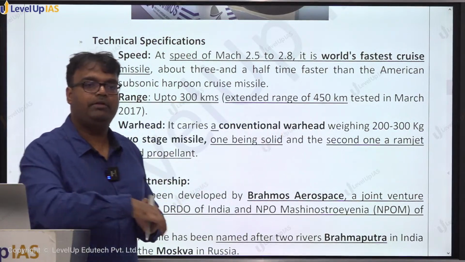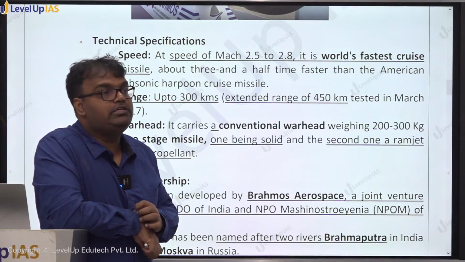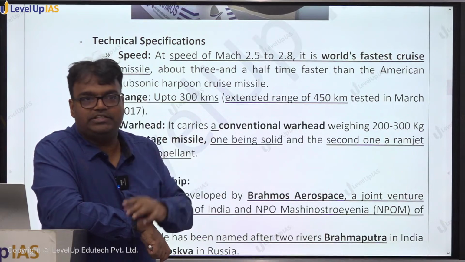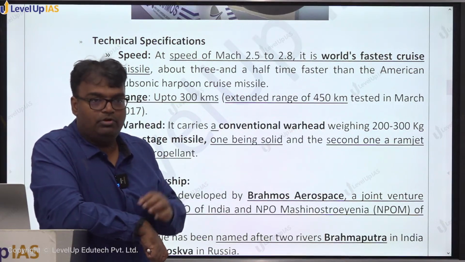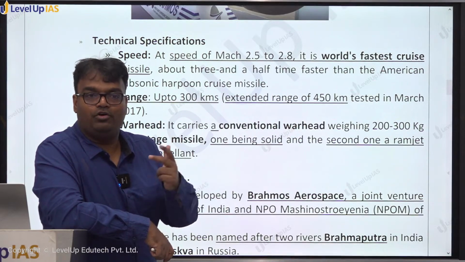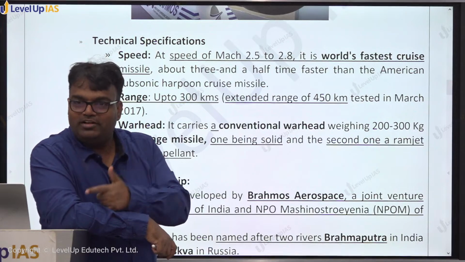Now, do you remember MTCR? Missile Technology Control Regime. India was not part of MTCR till 2016. So MTCR had this restriction that any member of MTCR cannot give the technology of a missile, of a rocket whose range is more than 300 kilometers to another country.